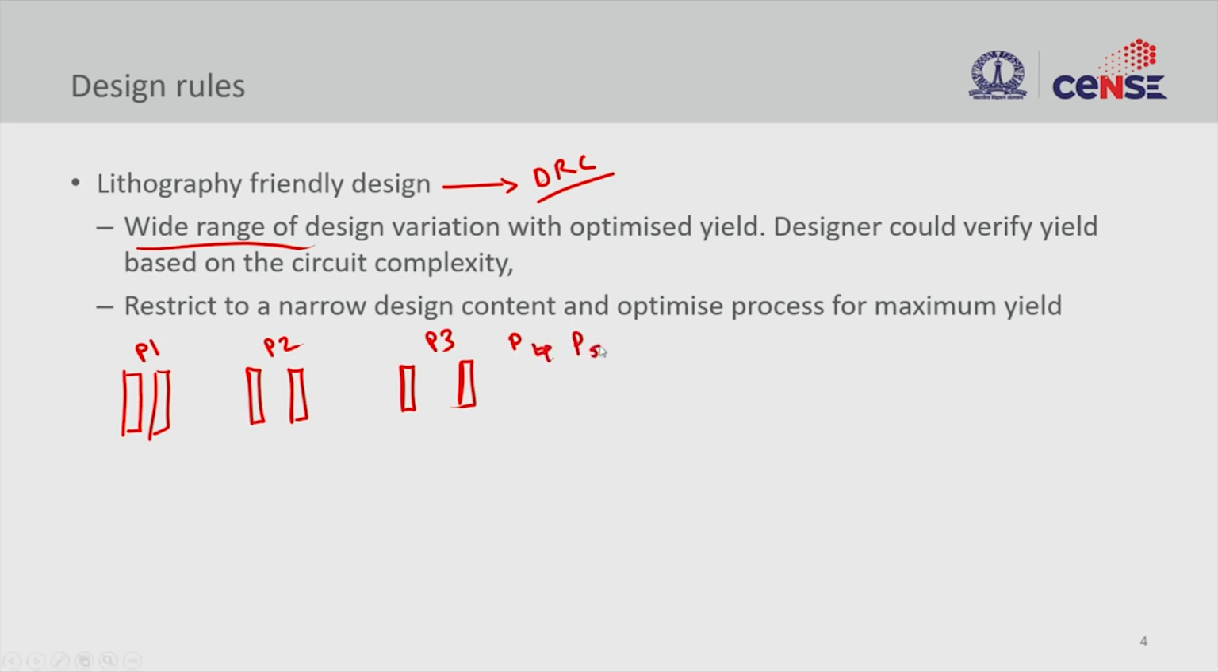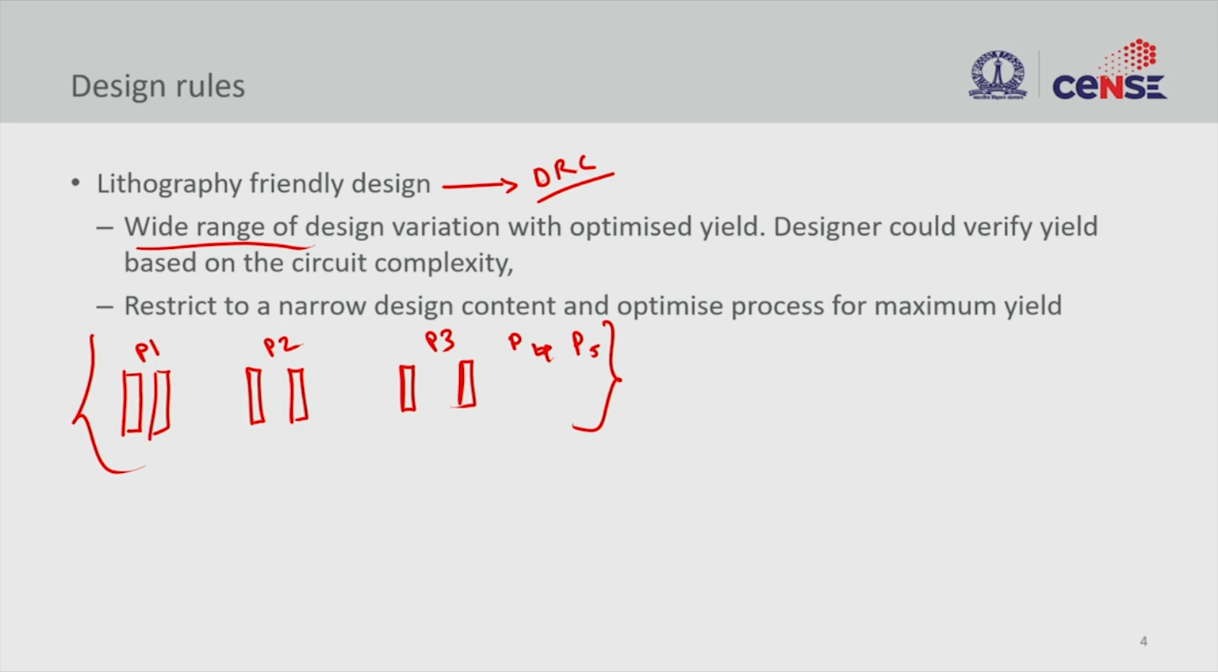So now my process allows all of this to be fabricated with one single lithography process, right. This gives you a wide range of designs that you can use for your complex circuit. So you are very happy as a designer because now you are not restricted to one gap or one line width. You have multiple line widths and gaps that you can use.